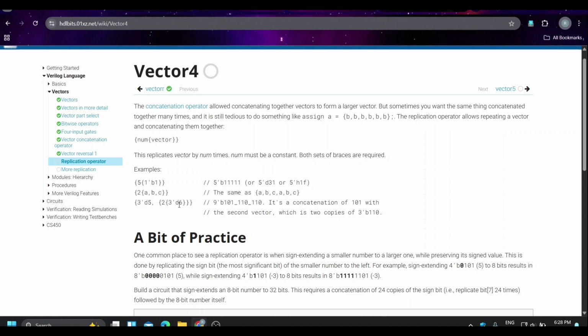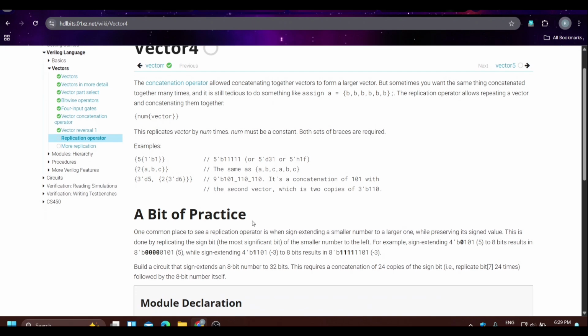Okay. So here 3 tick decimal 5. Decimal 5 means in binary 101, and then decimal 6, in binary 110. So this 6 is repeating 2 times, so that's why they wrote 110110. And this is the first input, that is 101. So after concatenation, 3 and these 6 bits, 3 plus 6 is 9. So the total result is 9 bits.